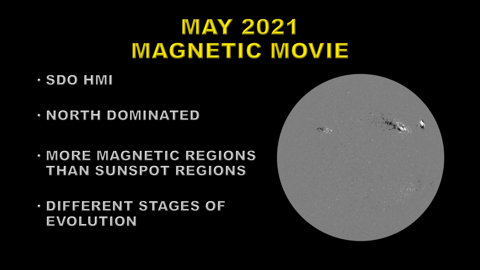And there are different stages of evolution here. At the top here you can see what is called a bipole. That's just a very simple north-south change. However, this is the region I was talking about earlier. There was a very, very high latitude region with reverse polarity.